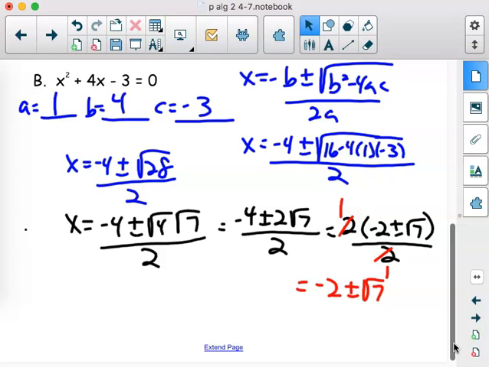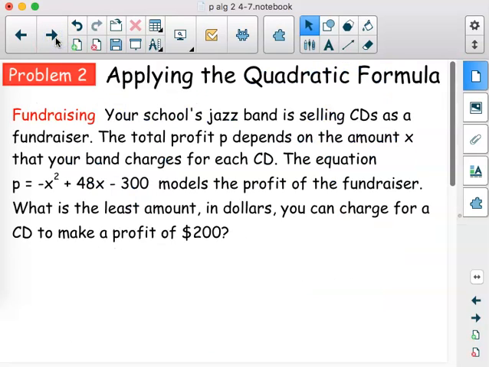Now, there's definitely a time when we want to know what that is as a decimal. And that's going to come whenever you do a word problem. And that's what's going on here. So, applying the quadratic formula. Fundraising. Your school's jazz band is selling CDs as a fundraiser. Yeah, our school used to do that every once in a while.